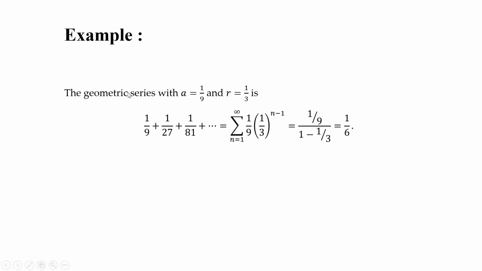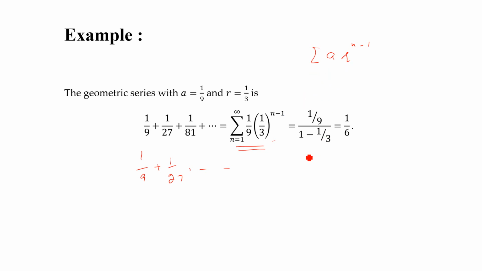Now there are a few examples. The geometric series with a equal to 1 over 9. This first term is 1 over 9. r is 1 over 3, that is the common ratio, 1 over 3. So the first term is 1 over 9. The second term will be 1 over 9 multiplied by 1 over 3, which is 1 over 27, and so on. And in sigma notation, we can write this series in this form because when we start from 1, we have the series a r^(n-1). So a here is 1 over 9, r here is 1 over 3.